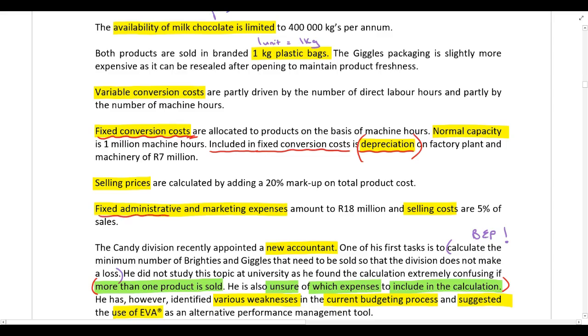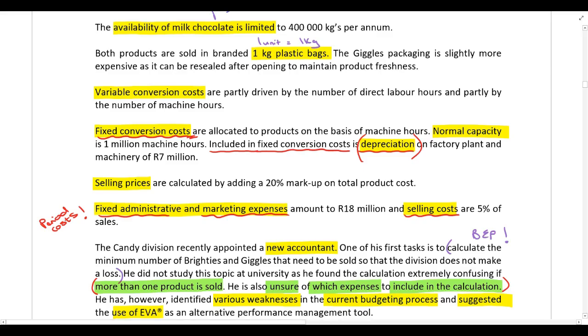Then there are also fixed admin and marketing expenses and selling costs. Now guys, these are period costs. And in terms of IAS 2, period costs are not included in the value of inventory because they are not manufacturing related. They're not production costs. Only production or manufacturing related costs are included in the value of inventory. Period costs are expensed in full in the period incurred. So if the period costs are expensed in full in the period incurred, the expense will affect profit or loss, and it should therefore be taken into account in the break-even calculation.